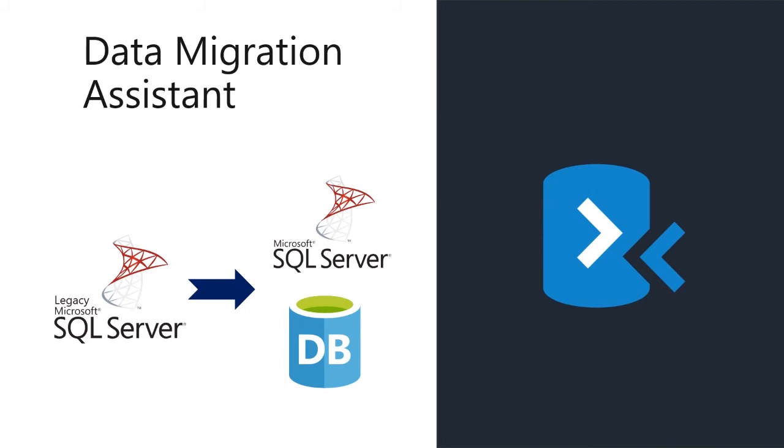DMA can be used to detect compatibility issues, which may impact database performance and functionality, for example, in your migration target. DMA will also flag partially supported or unsupported features that are not currently available in the target, that's used at the source. For example, SQL Agent, CLR, cross-database queries, and SSIS packages.